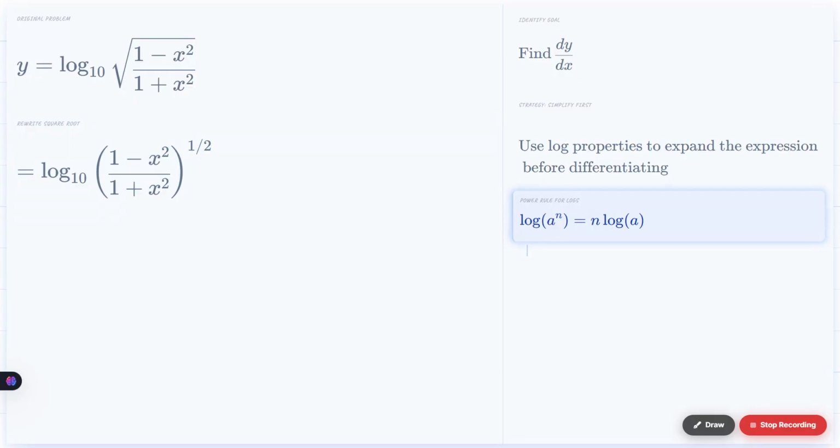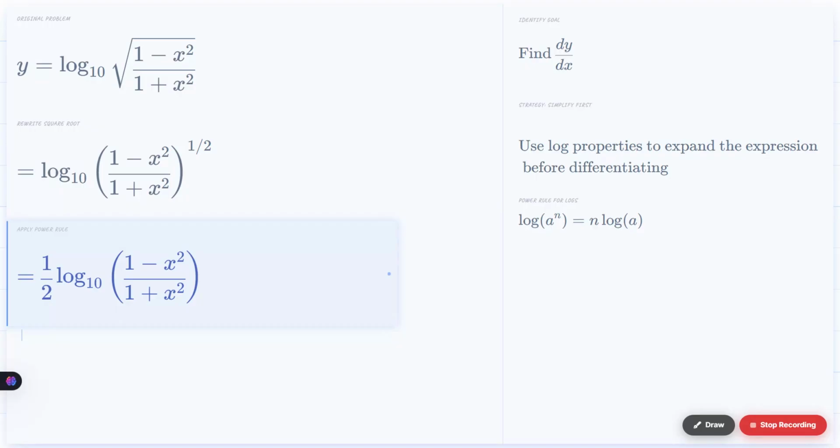We look at the rule for logs with powers. We do this to understand how to move the exponent. The rule says the power can move to the front of the log. We move the 1/2 to the front of the log. We do this to get rid of the exponent. This follows the rule where the power becomes a multiplier in front of the log.